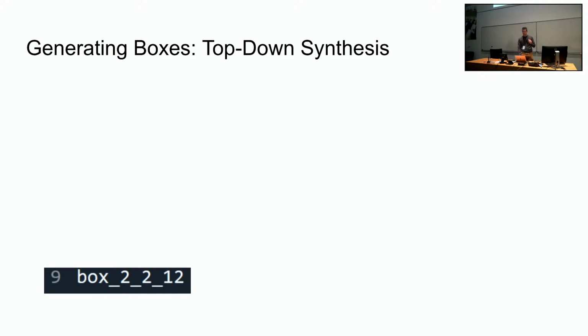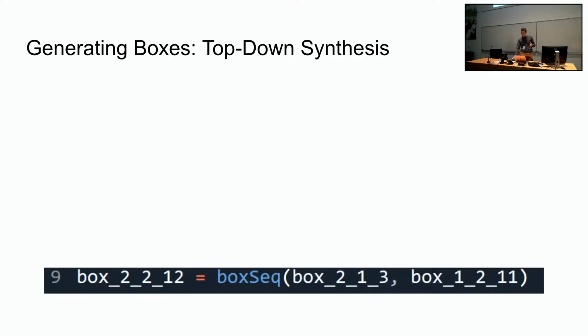I have some early experiments in this topic of top-down synthesis, where I create a box here, which has 2 inputs and 2 outputs, and I just give it an identifier 12. I randomly flip a coin, and I decide that the box operator that I want to use is box sequence, and now I know that I need 2 arguments for box sequence.